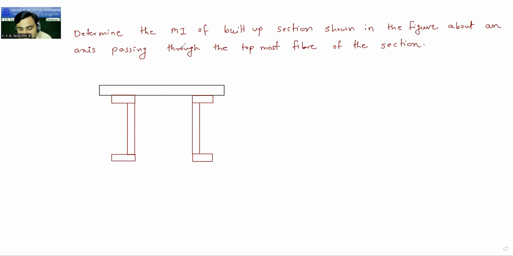Now we will write the dimensions and the axis. First of all, we will show the axis. We need to find out the MI of the built-up section shown in figure about an axis passing through the topmost fiber of the section. So this is the topmost fiber. This layer is the topmost layer. So our axis is here. Let us name this axis as axis AB. As it is not the centroidal axis, we can give any name. So AB is the name of this axis.